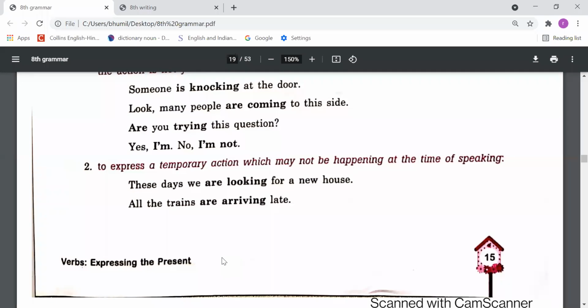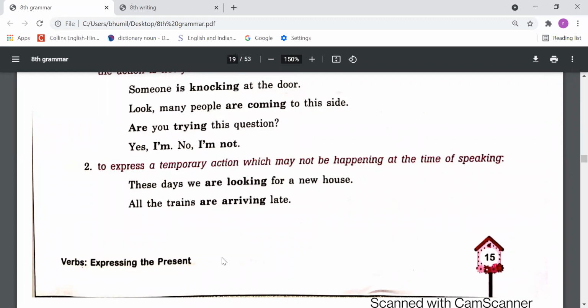So at the time of speaking, you are enjoying the marriage. You are not making that computer game. But in those days, that work is going on. That work is in process. So ultimately, I want to say that when an action is going on in those days, but not at the time of speaking, for those actions, you can also use present continuous tense, right?